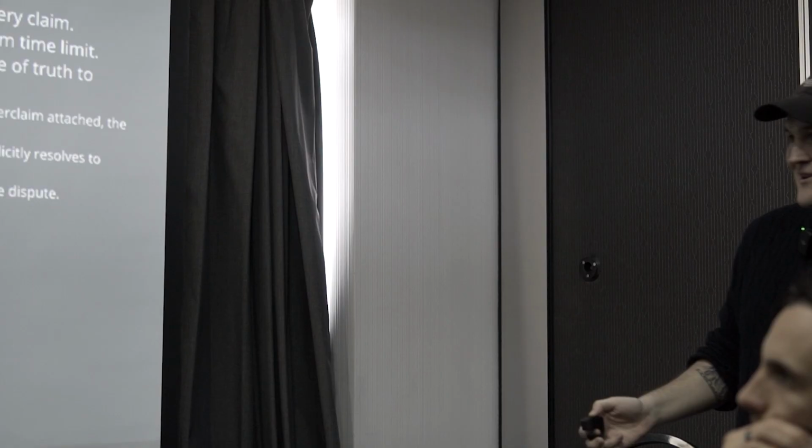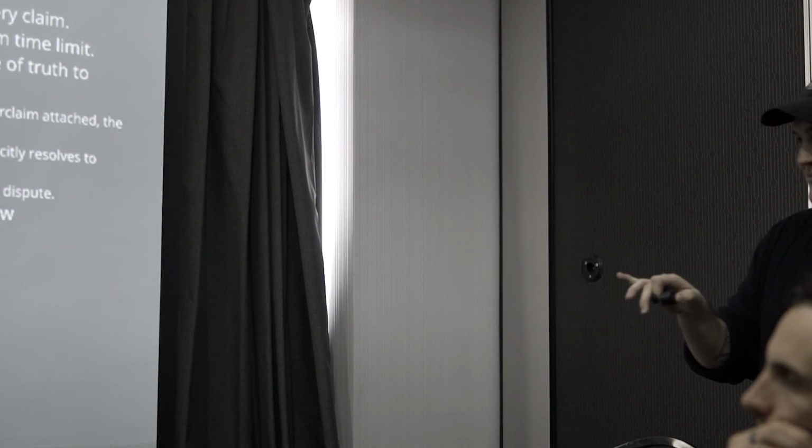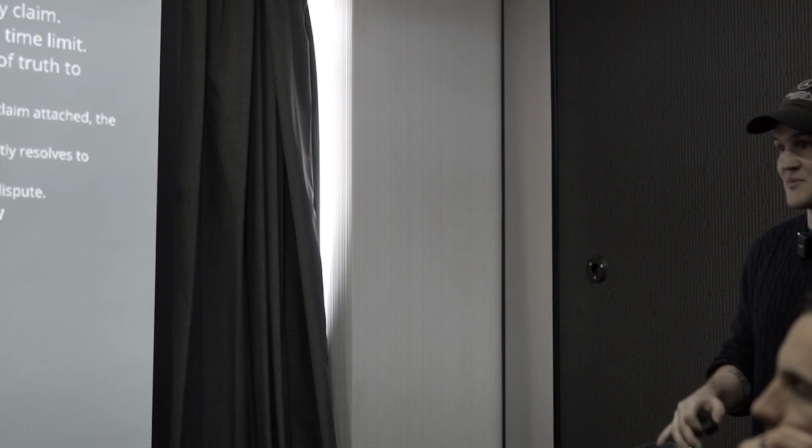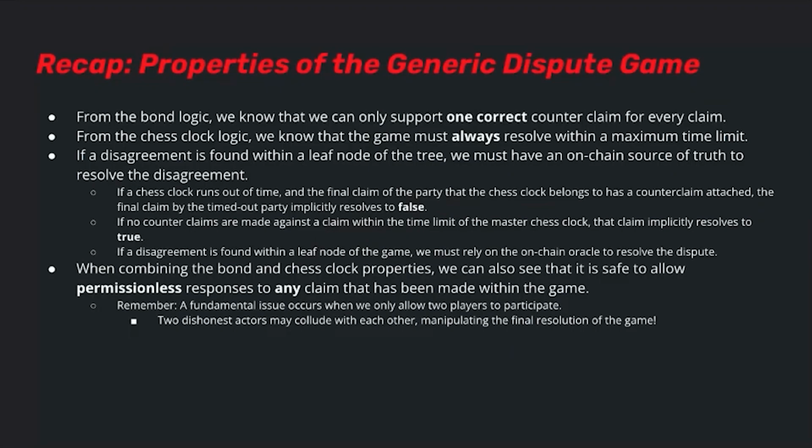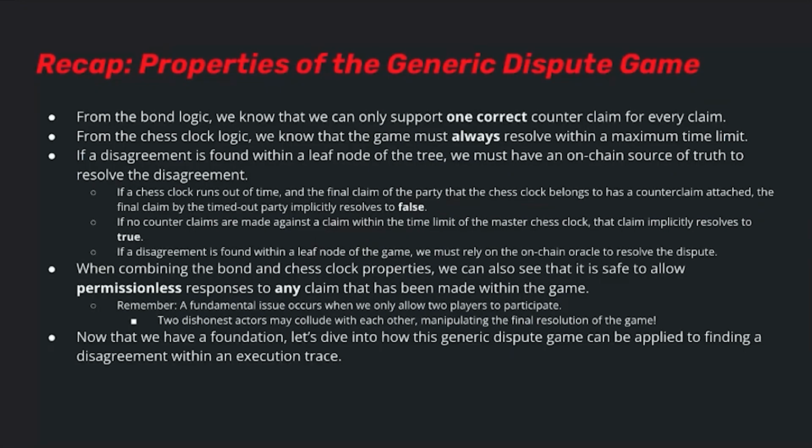Okay. Awesome. So when combining the bond and chess clock properties, we can also see that it is safe to allow permissionless responses to any claim that has been made in the game. So remember, that really fundamental issue occurs when we only allow two players to participate, which is that two dishonest actors may collude with each other and manipulate the final resolution of the game. Obviously, we don't want that. That's very bad. So now that we have a foundation, let's dive into how this generic dispute game can be applied to finding disagreement within an execution trace.